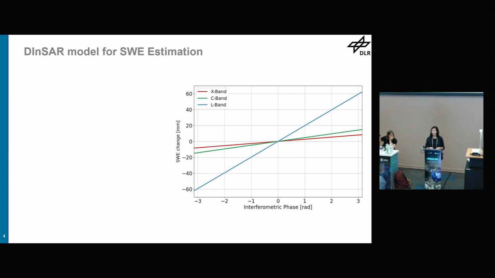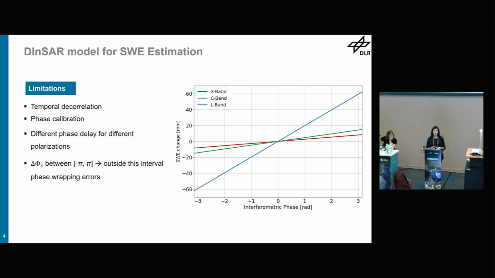However, this method has some limitations because we're looking at repeat pass SAR measurements. We have temporal decorrelation between the acquisitions, and also phase calibration is needed. Moreover, as will be seen later, the phase delay depends on the polarization, which needs to be taken into account. And as the interferometric phase lies in an interval between -pi and pi, only a limited range of SWE values can be retrieved unambiguously, and outside this interval, phase wrapping occurs.